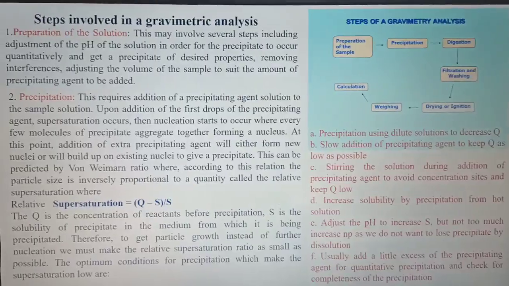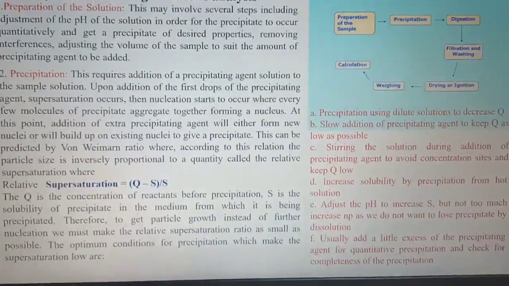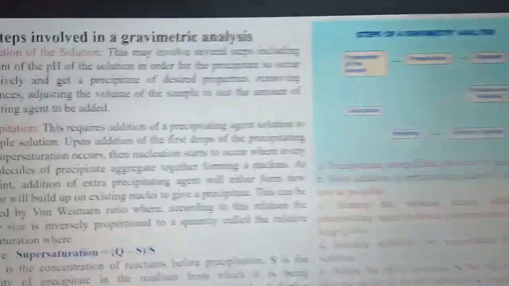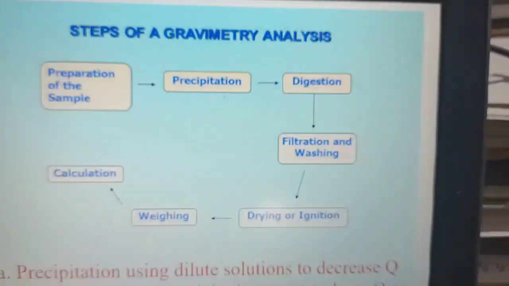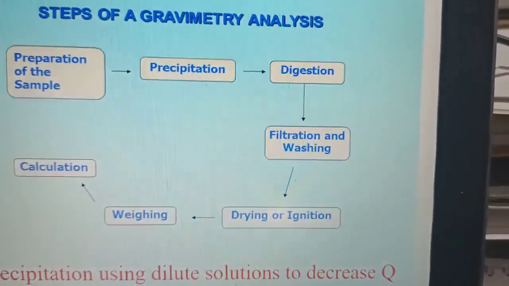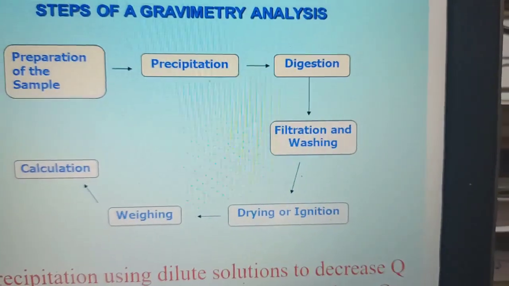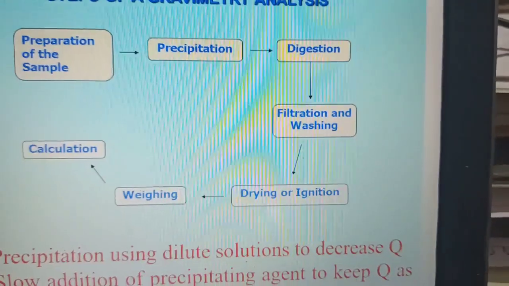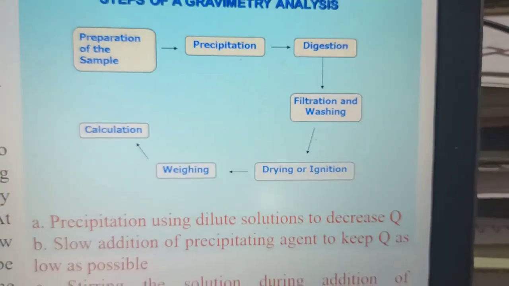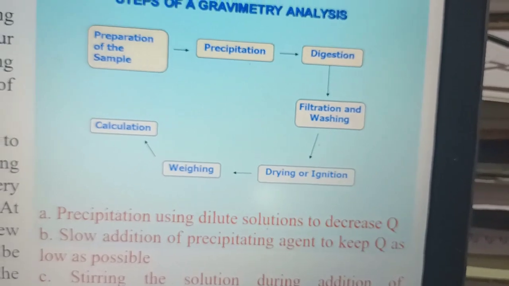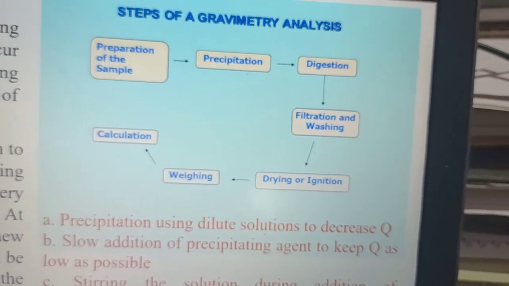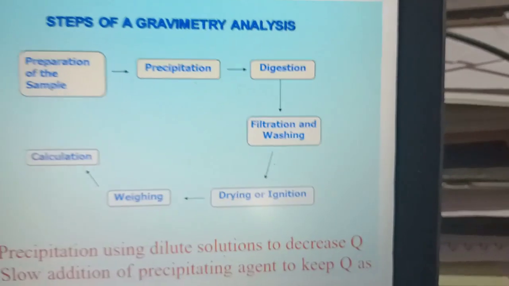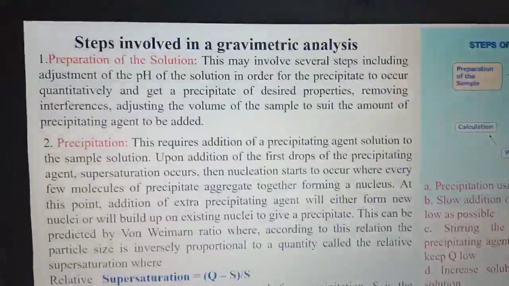The steps involved in the gravimetric estimations are as follows. So you can see this particular slide. Steps involved are preparation of sample, precipitation, digestion, weighing and washing, then drying or ignition, finally weighing and calculating the exact mass of it. Now for this, you can see the steps.